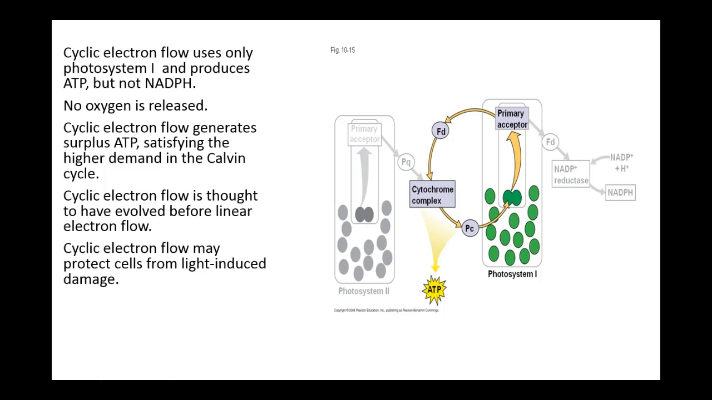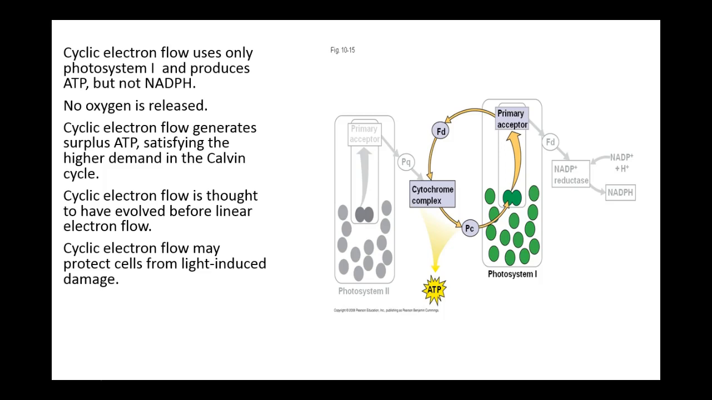By the way, the electron flow that we just talked about is called the linear electron flow. This is the cyclic electron flow. It generates a surplus of ATP, and that then can satisfy the Calvin cycle's need for energy. The cyclic electron flow is thought to have evolved before the linear electron flow, so it's thought to be even older, and this might be a defense mechanism. It might protect the cells from light-induced damage.